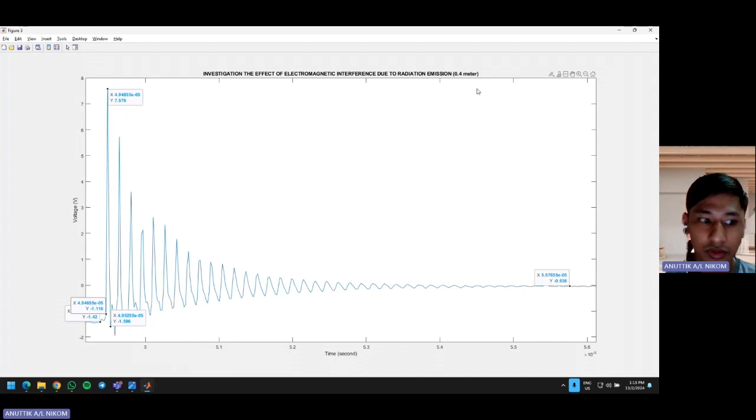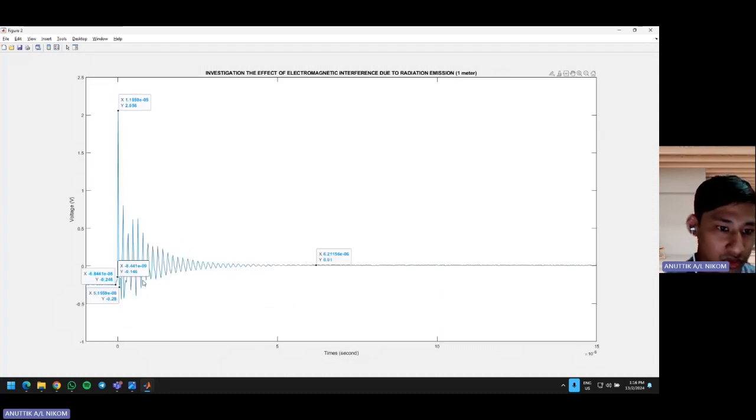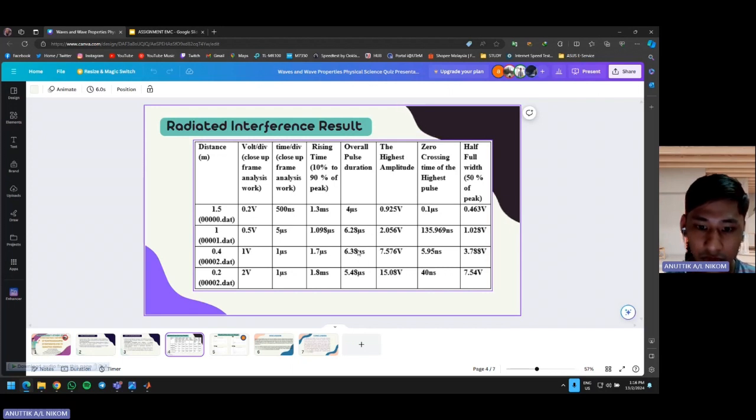In figure number 3, for the 0.4 meter, the y-axis is the voltage and the x-axis is the time. For the volt per division on this part we use 1 volt per division, and the peak we get is 7.576 volt. For the overall time for 0.4 meter it is 6.x microseconds, and the crossing time of the highest part we get is 5.95 nanoseconds.